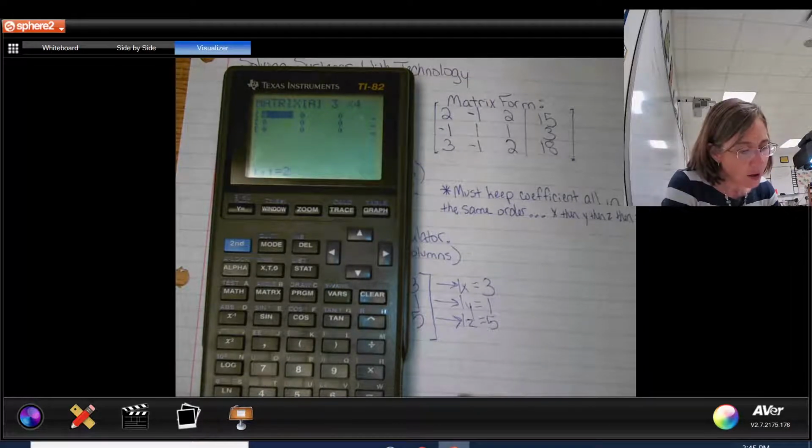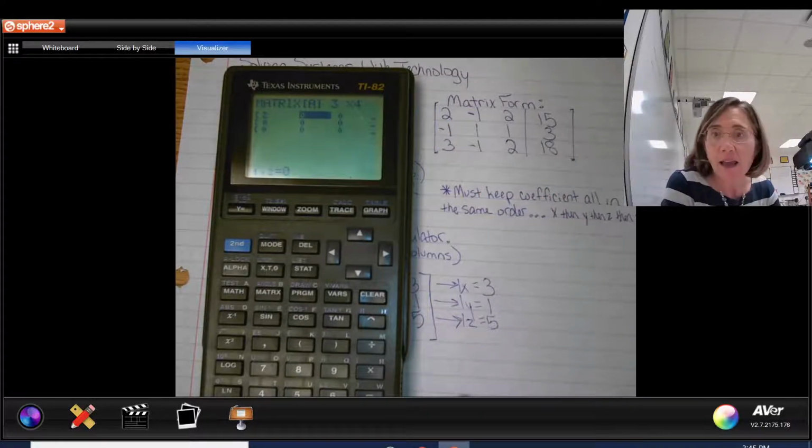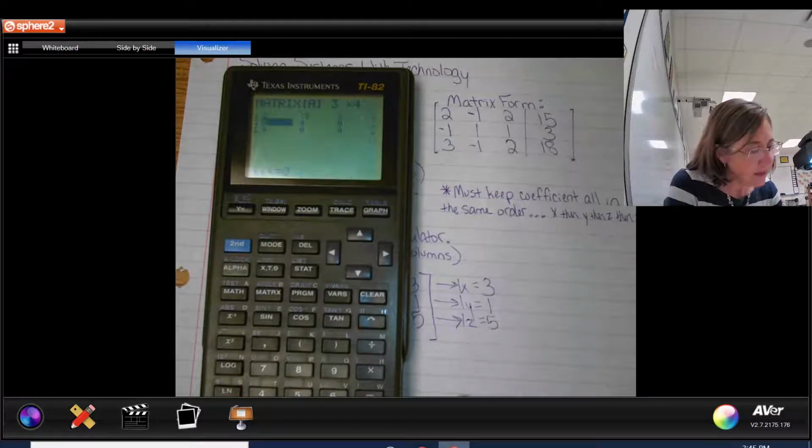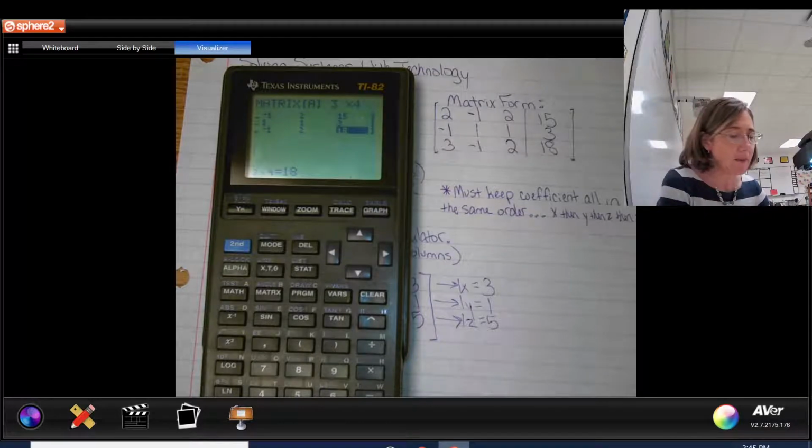So 2 was the first value in my matrix. And then a -1. And then a 2. And then a 15. And if I just keep hitting enter, it goes to the next one for me. So -1, 1, 1, 3. And then the last row is 3, -1, 2, 18. Okay, make sure you hit enter that last time so that 18 shows up in the matrix.